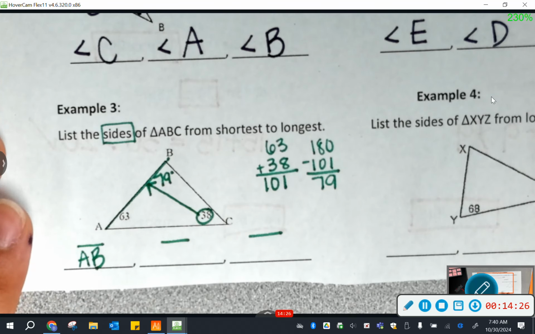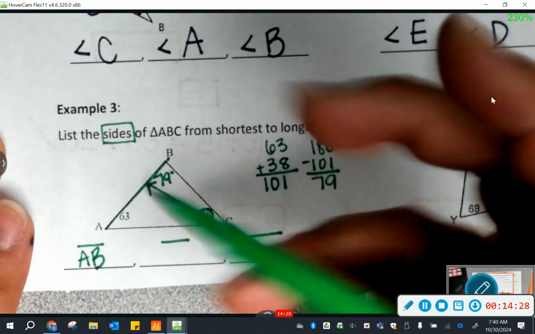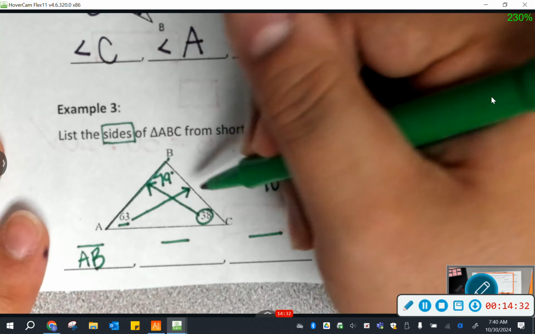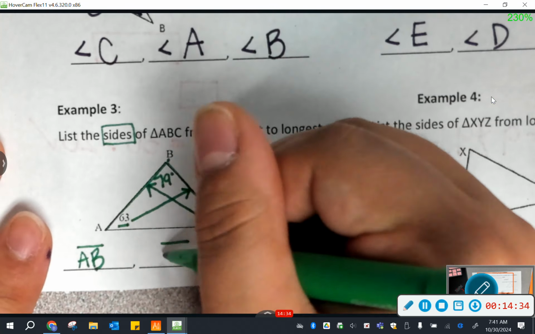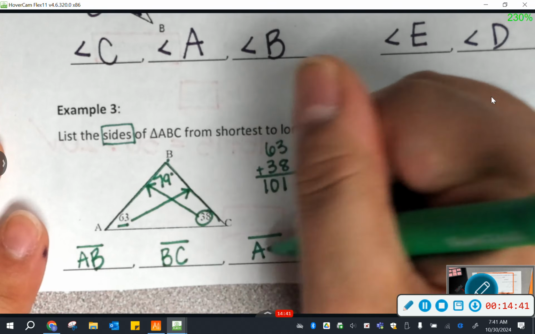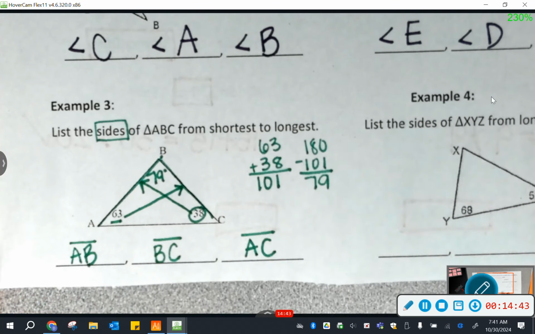All right, what's the next smallest? 63. What is across from 63? The whole side. BC. And then what would be the last side? AC. That would be the longest. What questions can I answer? Because that one was a little bit more complicated.